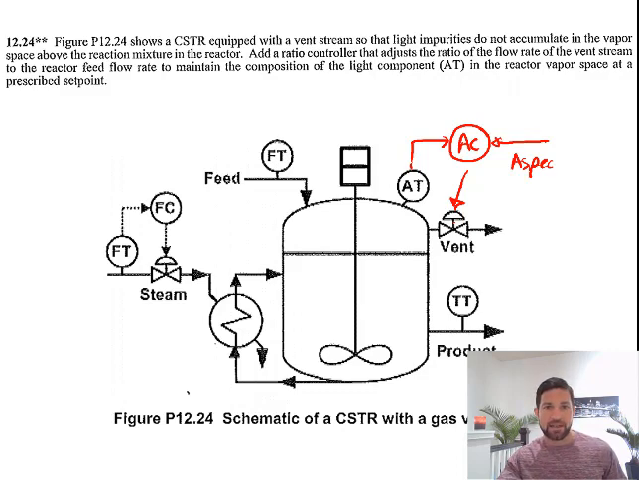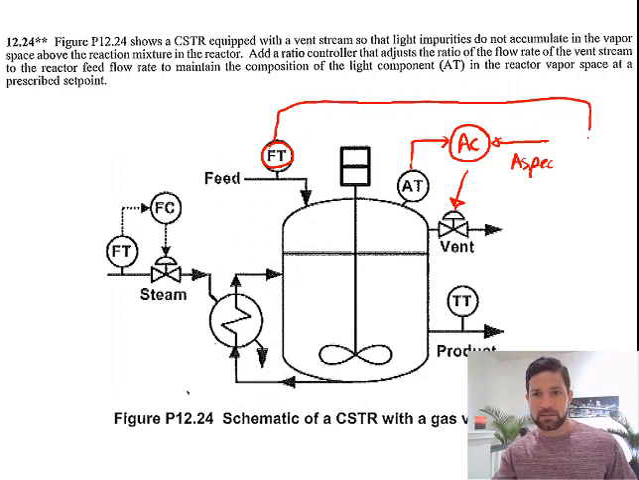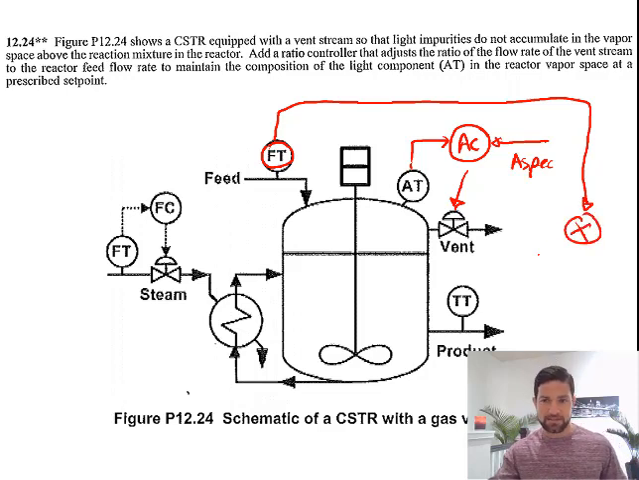But what we're told is that we want to add a ratio controller to adjust the ratio of the flow rate of the vent stream to the reactor feed flow rate to maintain the composition. So this tells us what we want to do, we just have to set up the ratio controller accordingly. We're ratioing it to the feed flow rate to the process. So here we measure the feed flow to the process, and this measurement is going to go to our ratio controller, X.